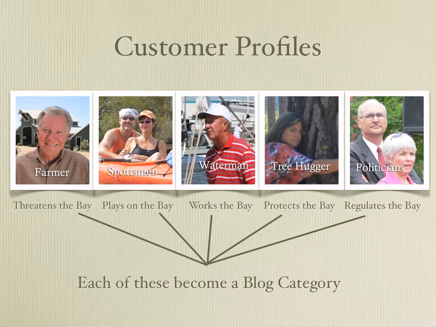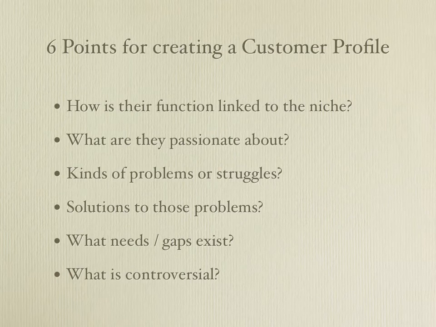So for example, a category that the farmer or developer might dictate would be things that threaten the bay. Sportsmen would identify things like fun on the bay or recreation on the bay. Working the bay would be linked to watermen. Protecting the bay would be linked to the environmentalists. And regulating the bay would be linked to the politicians. So you'll find once you do this research, it will probably bring you to your categories. These are the 6 points that you use when you're trying to create the customer profile.